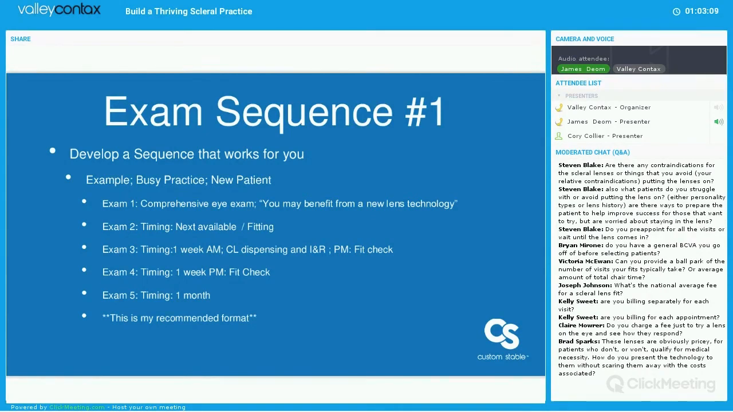So let's see. I do have a couple other good ones, Dr. Collier. I think that final question from Dr. Brett Sparks: these lenses are obviously pricey for patients who don't qualify. How do you not scare them away? I think that would fall under the practice management side of things and setting expectations. Obviously you have to assess the motivation for the patient being in the lenses and how much of an improvement in their quality of life they are going to achieve with the lens, and lay it out to the patient just like that.